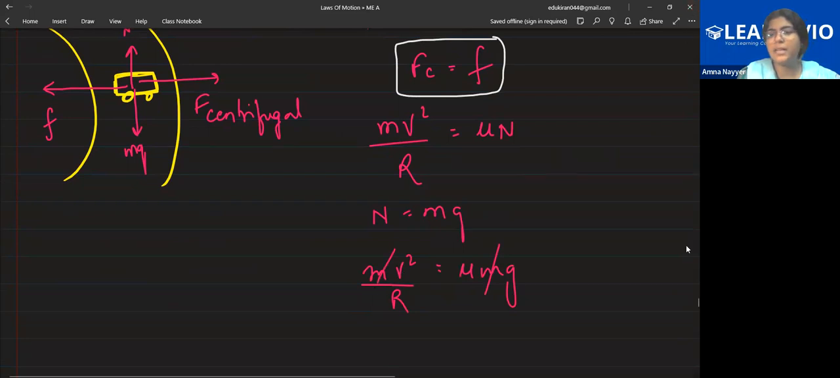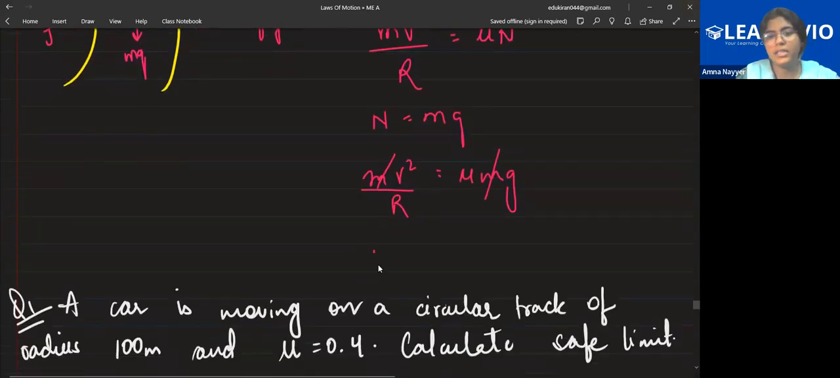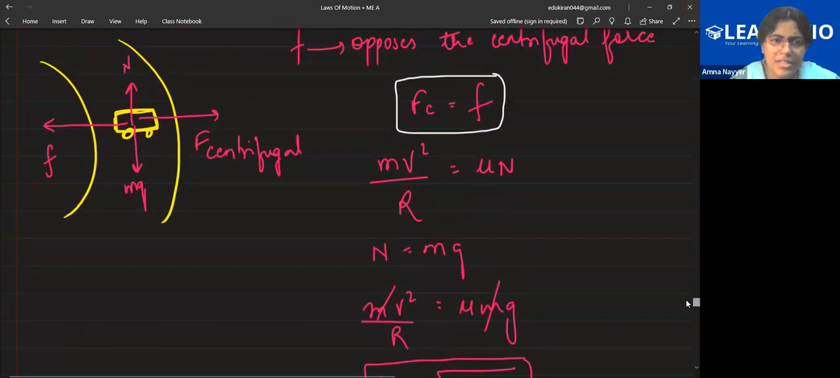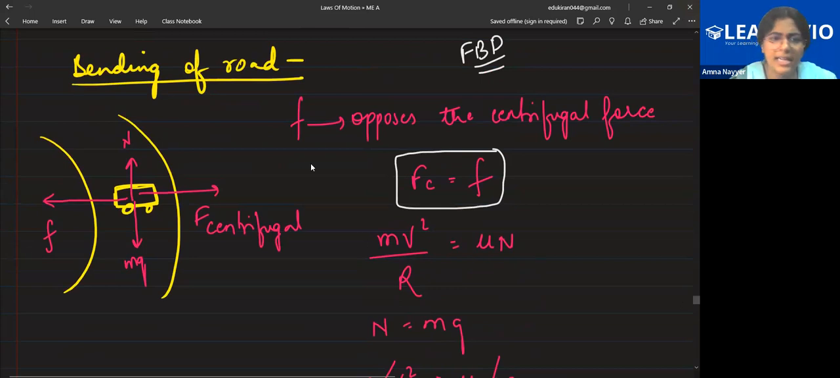Mass will be cancelled. What will be the velocity? Straight away, velocity will be under root mu r g. This is an important formula because you will see it further also. And this derivation comes, but more than this, banking of road comes, that I'll tell you. This is straight bending of road. Just the road has been taken. Write this derivation. We'll see one or two questions. Then we'll come to banking of road. Write it.